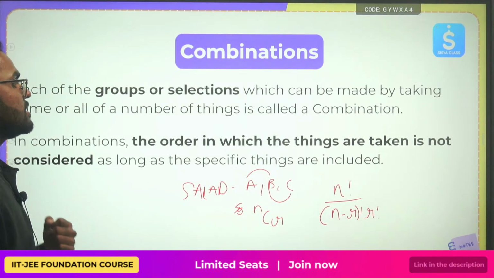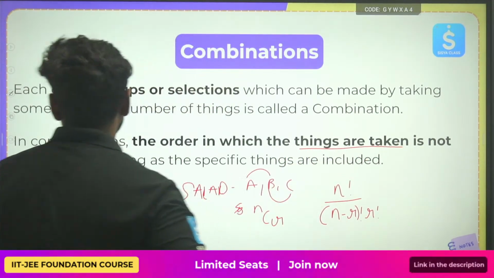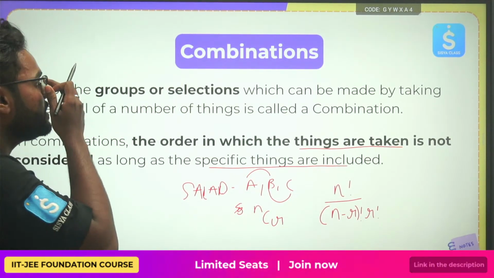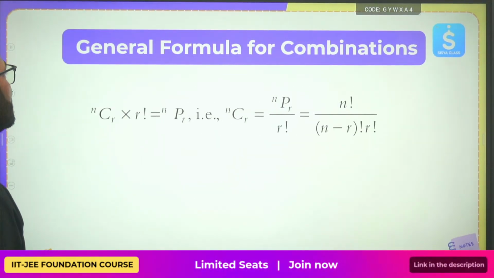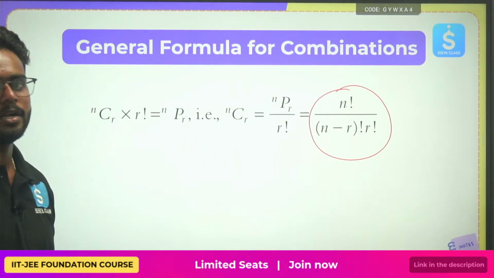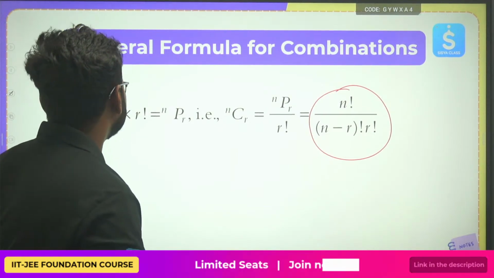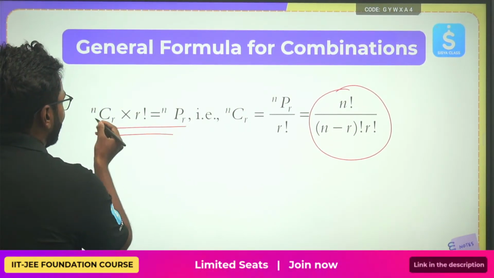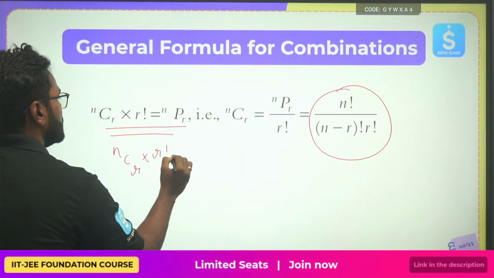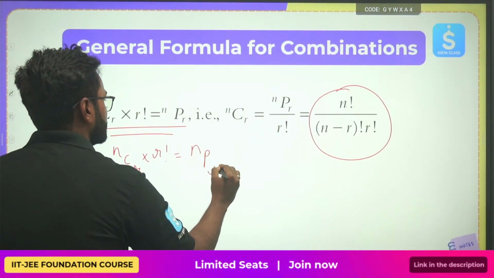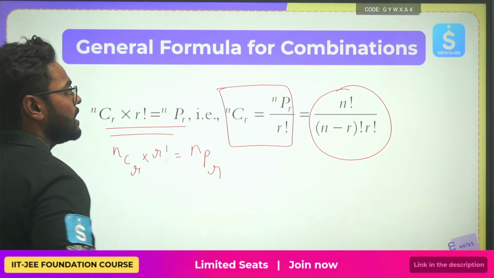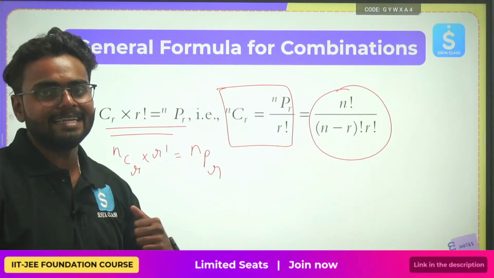Now in combinations, the order in which the things are taken is not considered as long as the specific things are included, right? Coming to the general formula of combination that I have told you, n factorial by n minus r factorial into r factorial. If you see it by condition of permutation, nCr into r factorial is equal to nPr, right? Or it can be written as nCr is equal to nPr by r factorial. If you divide it, you would get nCr.